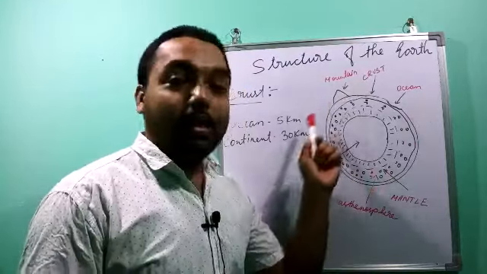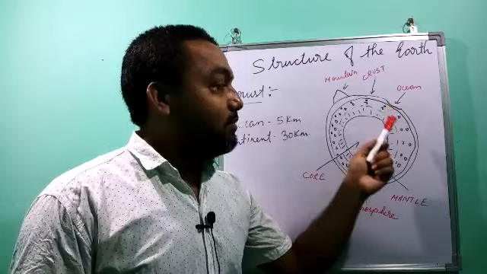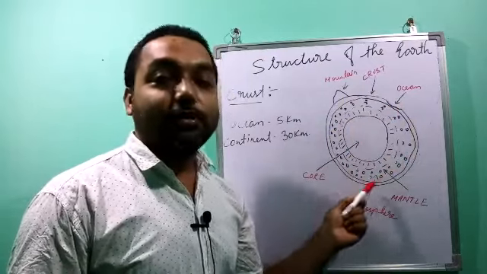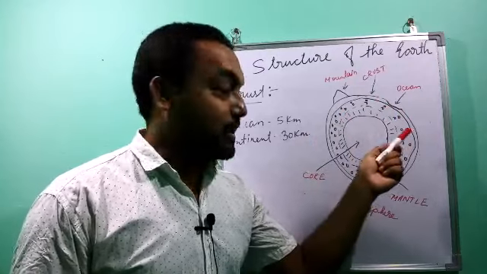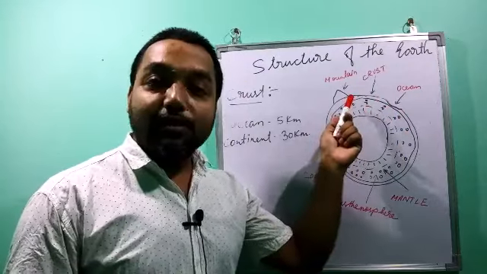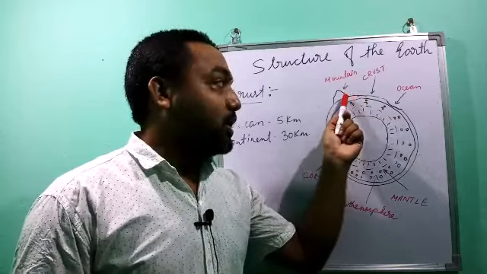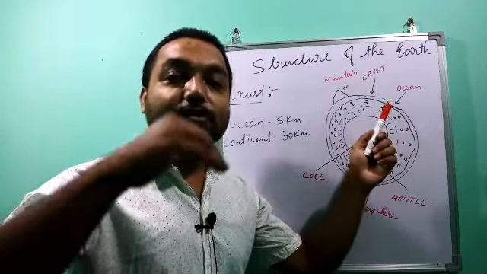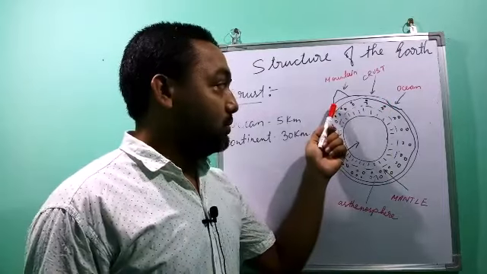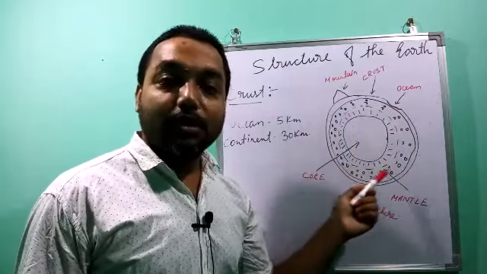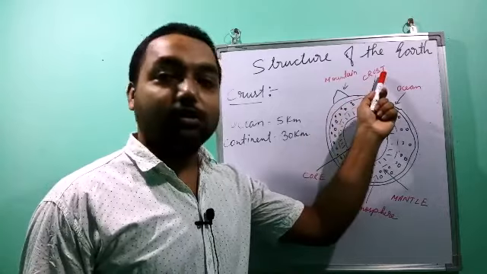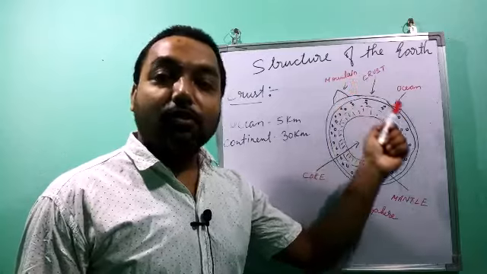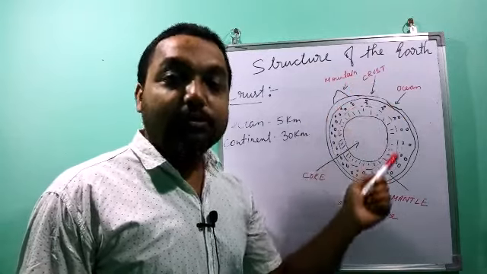So suppose this is the earth. This earth has been divided into various layers. This is the top portion of the earth, or the surface of the earth, where we are living. On this surface there are mountains and oceans also. Everything is on the surface of the earth only. This is the top layer, known as the earth's crust. So the ocean and mountain, everything is on the crust of the earth only.